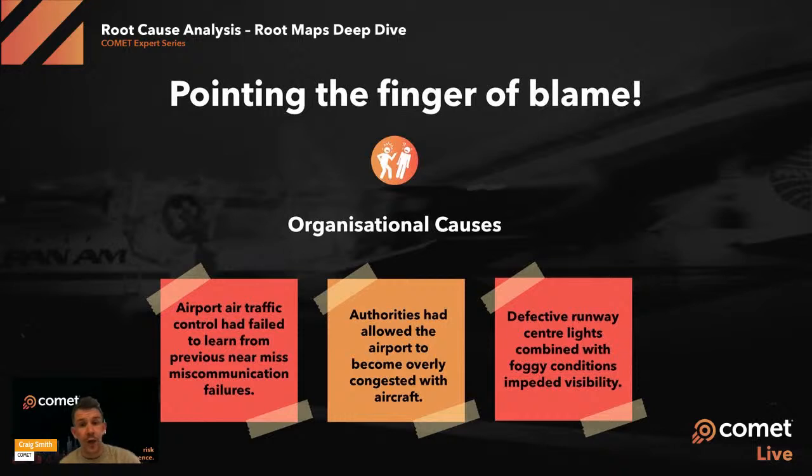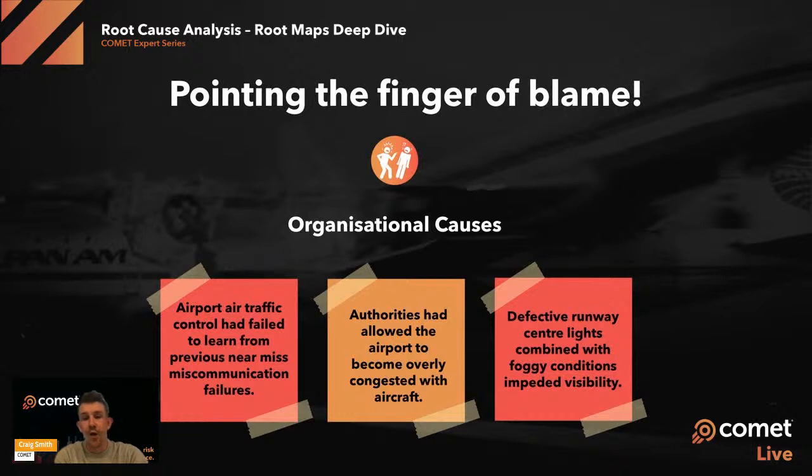Authorities, as I said, had allowed the airport to become overly congested. Yes, we do know that there was a security threat in the area, but that doesn't mean to say that every single aircraft in the area had to be rerouted via there. I'm sure there would have been, and if we had more time to delve into that, other opportunities potentially. So again, was the management of the situation really as effective as it could have been?